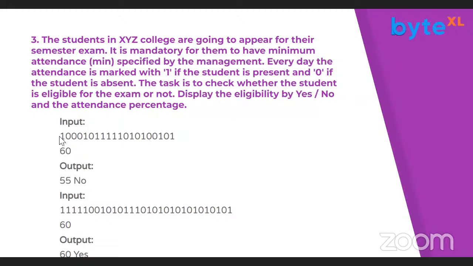Okay, our input consists of a series of numbers which consists of ones and zeros, followed by the 60. So the first input is like a daily report on whether the student is present or not. That's why, if the student is present, it is marked by 1. If the student is absent, it's marked by 0. Okay, daily report. The second input is the attendance percentage, which the management specifies.